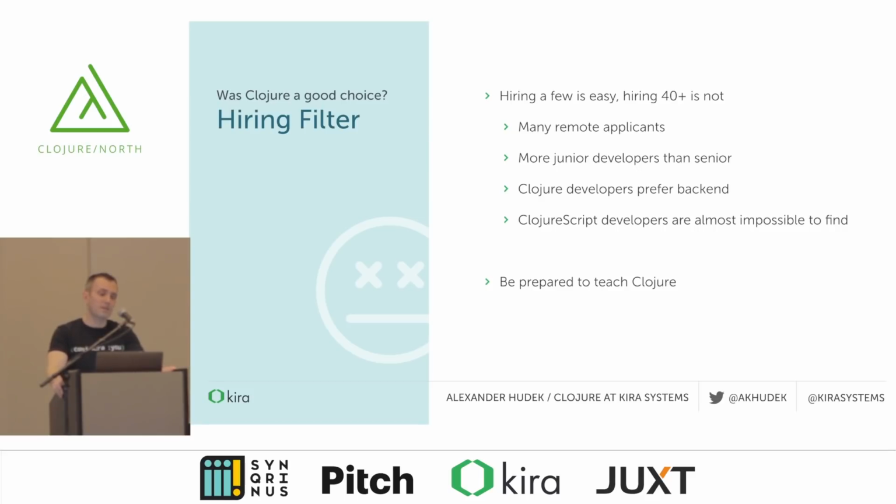And then if you're mixing local and remote, it becomes really challenging to keep the remote developers from feeling like second-class citizens once you have a big office, which we now do. We also find that there's a lot more junior developers than senior developers. And then by a large margin, Clojure developers prefer backend. ClojureScript developers are like unicorns. You cannot find them. So these were real challenges, and they remain real challenges.